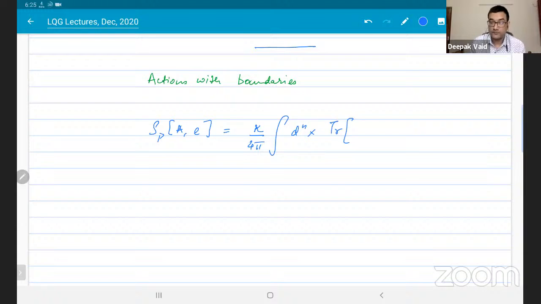Haidar sir, I'm not sure how to answer the question. So Haidar sir is asking, why do I require invariance under large gauge transformations? Well, why do we require invariance under small gauge transformations? In QCD, it is not true that large gauge are invariant.